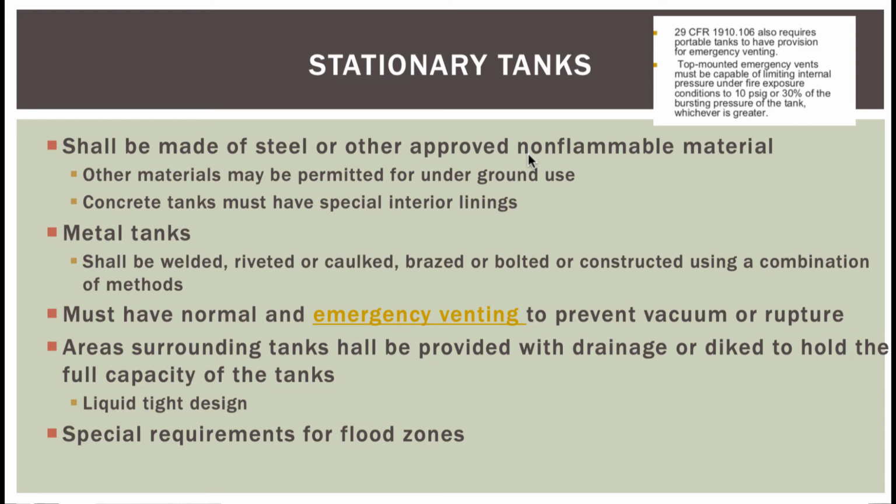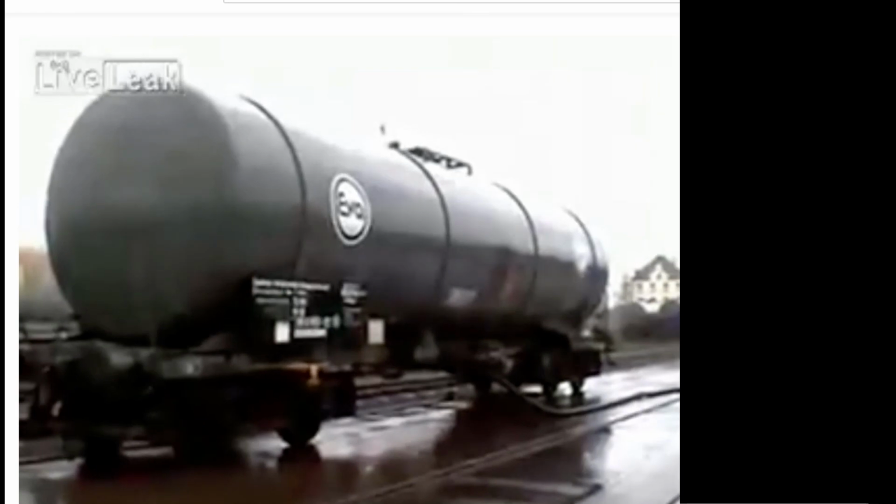So stationary tanks, not portable tanks. Stationary tanks are made of steel or other non-flammable material, and they must have emergency venting to prevent a vacuum or rupturing, and they should be contained within a secondary containment area or dike to hold the full capacity of the liquid. So let's watch what happens when you don't properly vent a storage tank.